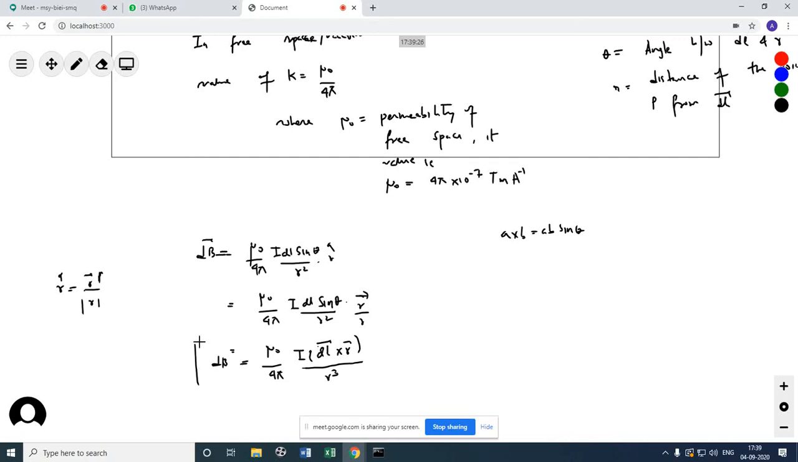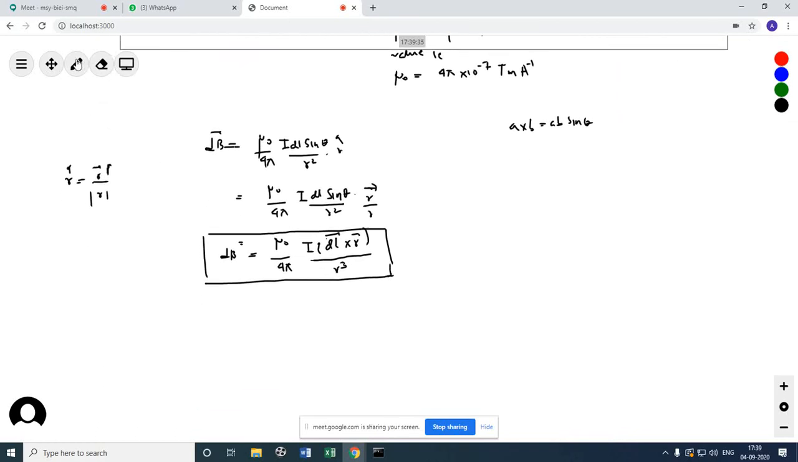So this is the magnitude of the magnetic field. And what is the direction? The direction of the magnetic field, this is the vector notation. This is the vector notation of Biot-Savart's law.